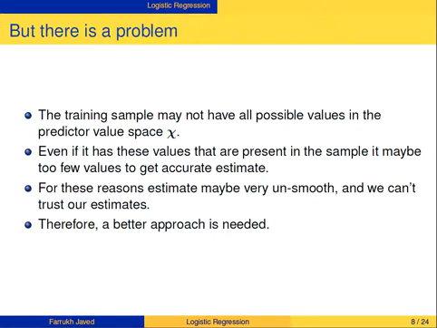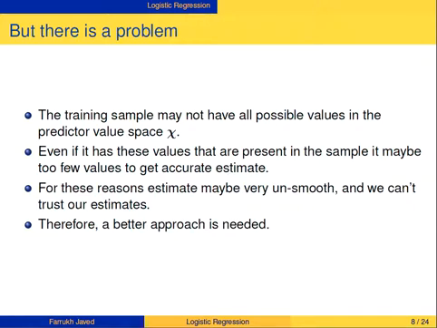The training sample may not have all possible values. This is again a problem, because now you are dealing with samples, so you may not have a good sample. For instance, a sample may not be a good representative of your population. So it may not have all the possible values of the predictor. And even if it has all the values, it may be that too few values are involved to get an accurate estimate, right? For these reasons, the estimate may be unsmooth, and we cannot trust our estimates anymore, because of the sampling error. Therefore, a better approach is needed. This approach is sufficient, and one can go with it, but the problem is with sampling.